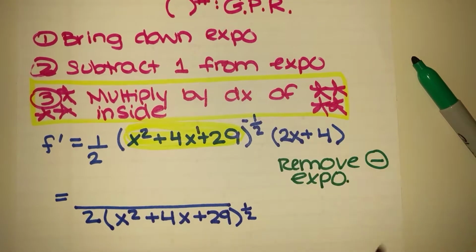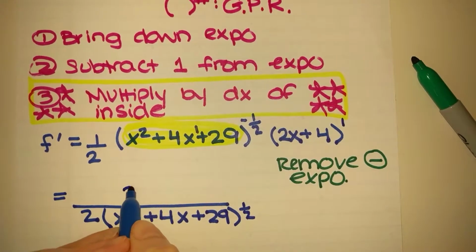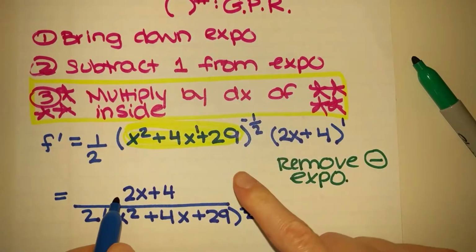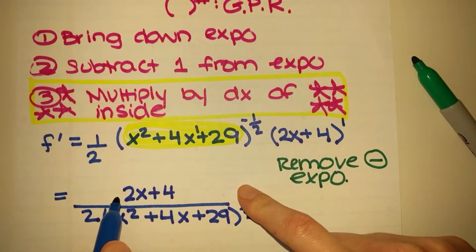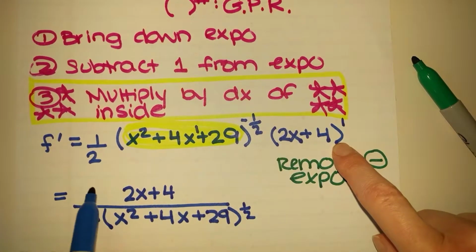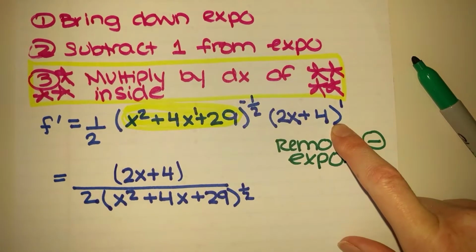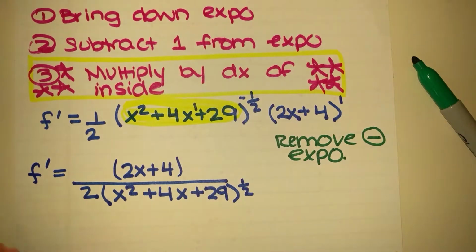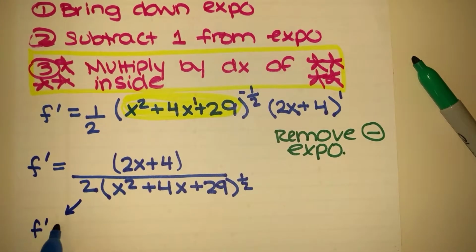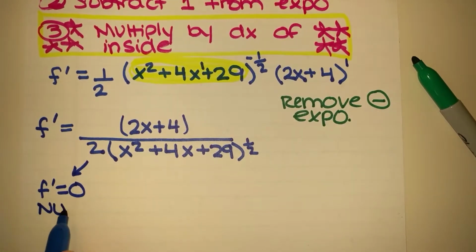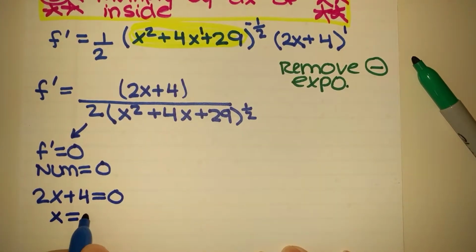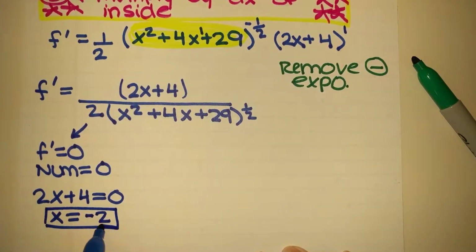Now this 2x plus 4 is raised to the first power, so that will stay in the numerator as 2x plus 4. Because this expression is the only thing in the numerator, you don't need to put the parentheses, but you could if you really wanted to. Once our derivative is in one fraction, we can set the numerator equal to 0, which gives us where f prime is equal to 0. So we set 2x plus 4 equal to 0 and get x equal to -2.